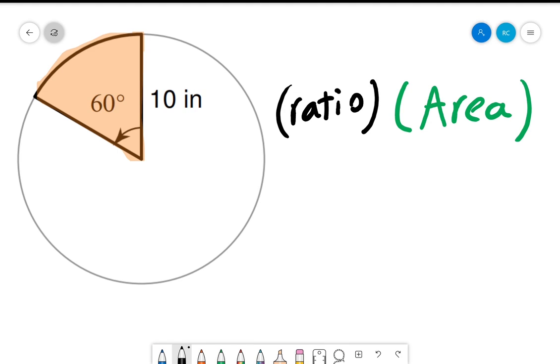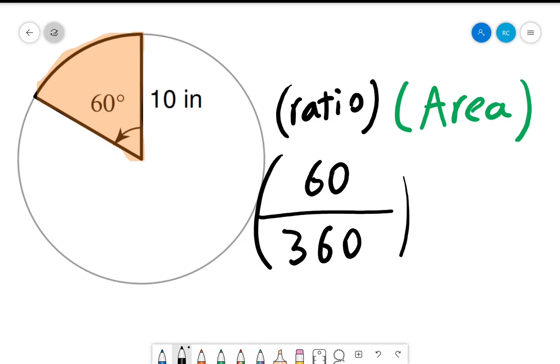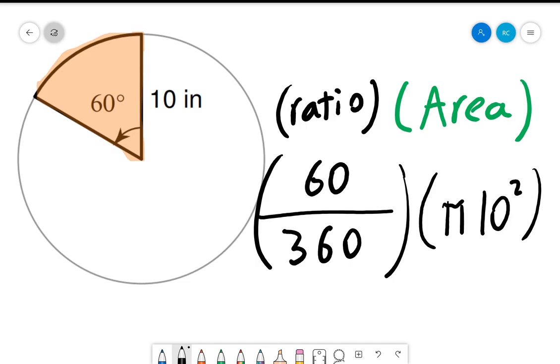So in this case, the ratio finding is still exactly the same. We have 60 degrees out of a total of 360 degrees. And now we have to multiply that by the area. Now remember, area is pi times the radius squared. Pi times 10 squared.